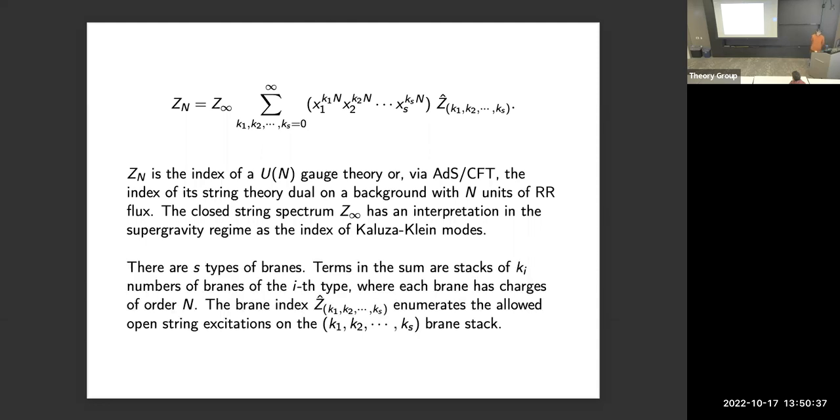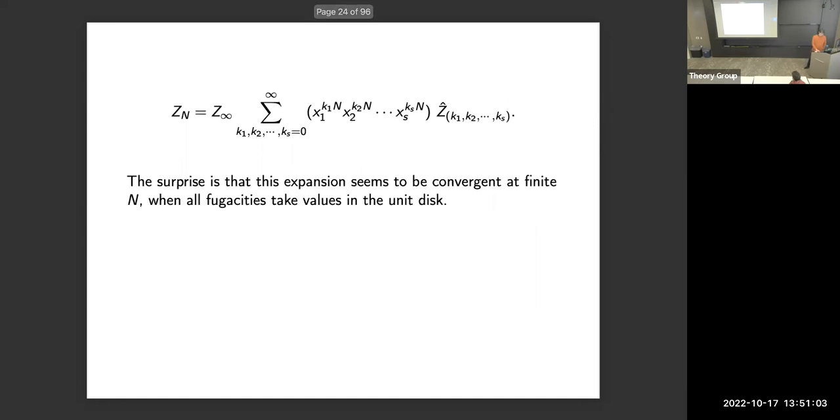And there are S types of branes. The terms in the sum are stacks of K_i numbers of branes of the ith type, where each brane has charges of order N. And the brane index, Z hat, enumerates the allowed open string excitations on the brane stack labeled by the list of K's. So the surprise is that the expansion appears to be convergent at finite N when all fugacities take values in the unit disk. And there are very explicit examples of this that I'll show later.